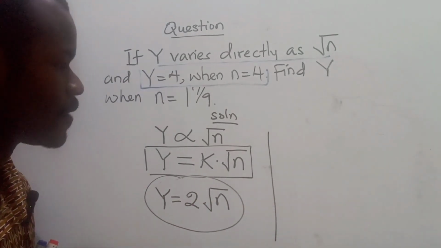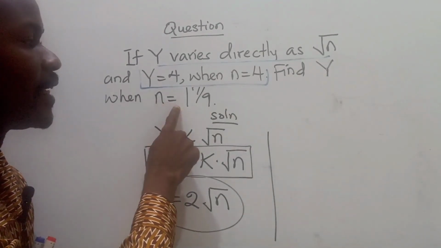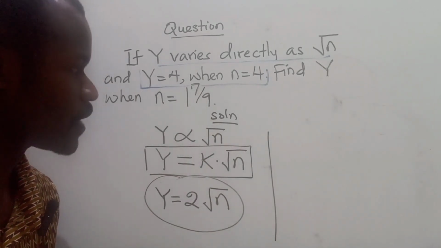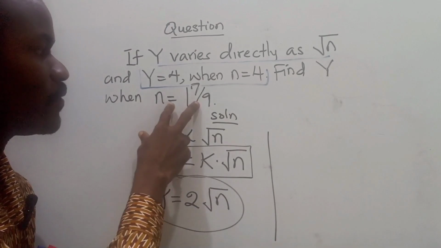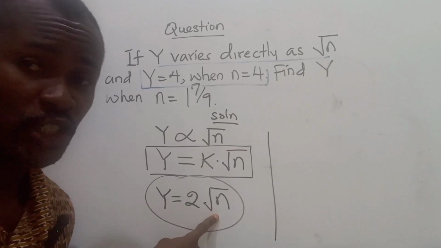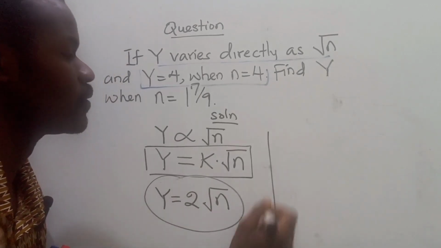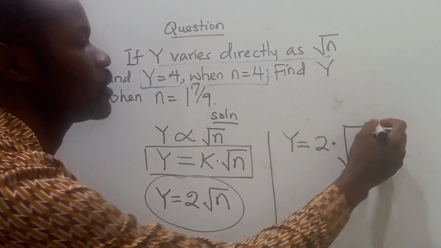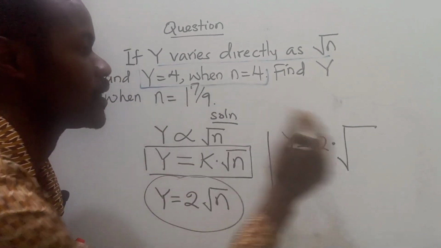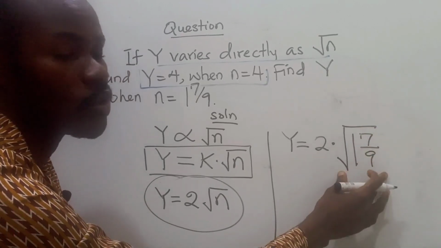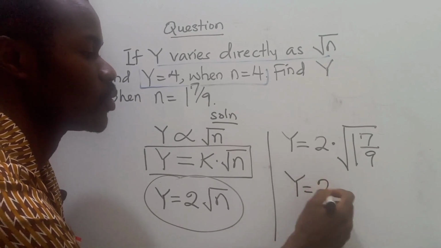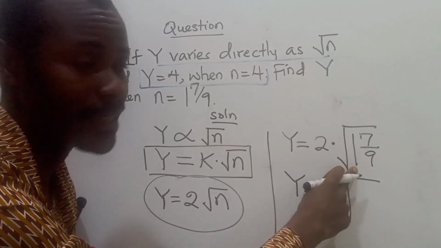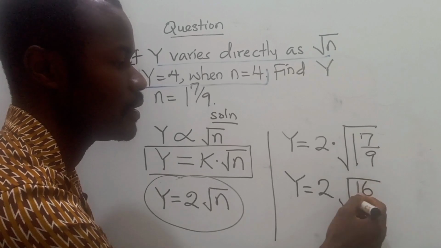So from this, we can now find what the question asks. The question says find y when n is 1 whole number 7 over 9. What we need to do is just input this value into this law, the relationship connecting y and n. So our y is equal to 2 multiplied by the square root of n, which is 1 whole number 7 over 9. So you just need to simplify this. We have y is equal to 2 square root of, we are going to change this to an improper fraction. 9 times 1 is 9, plus 7 is 16, divided by 9.